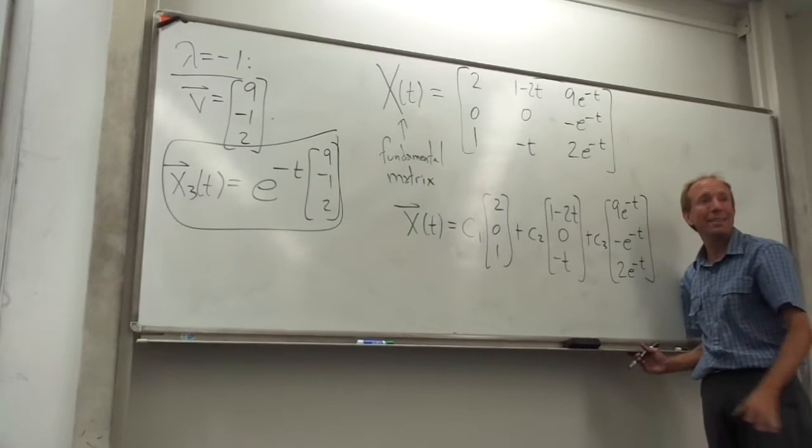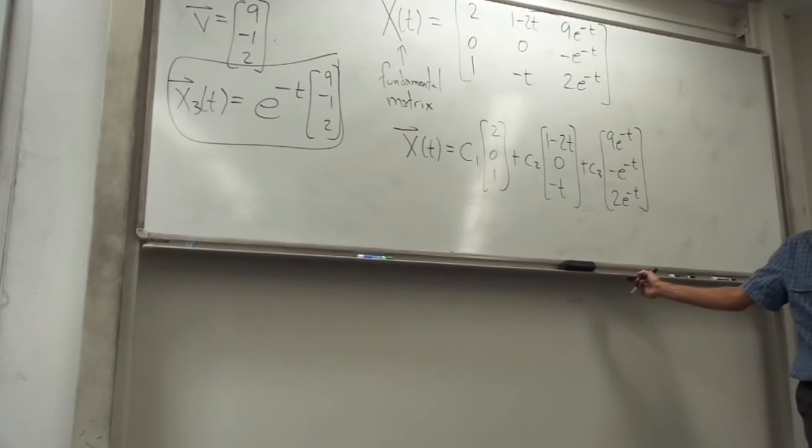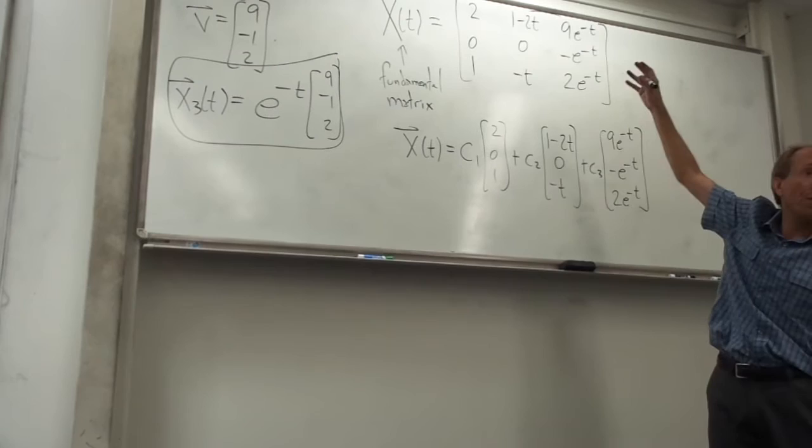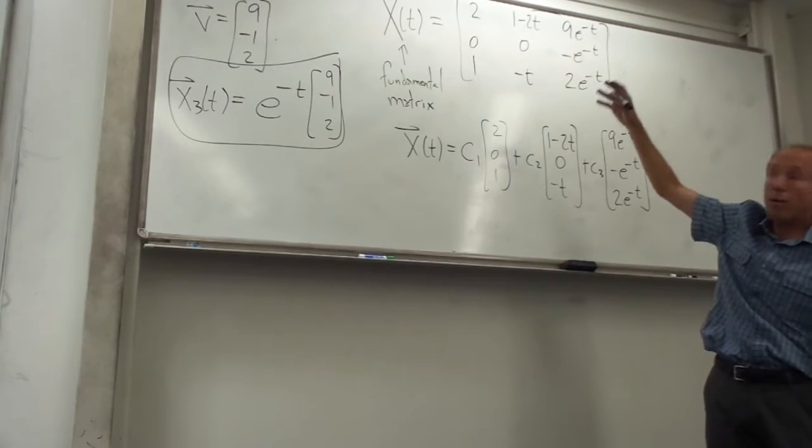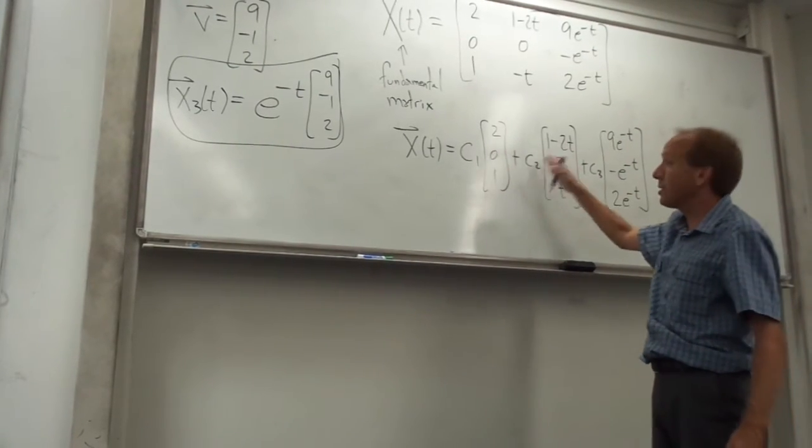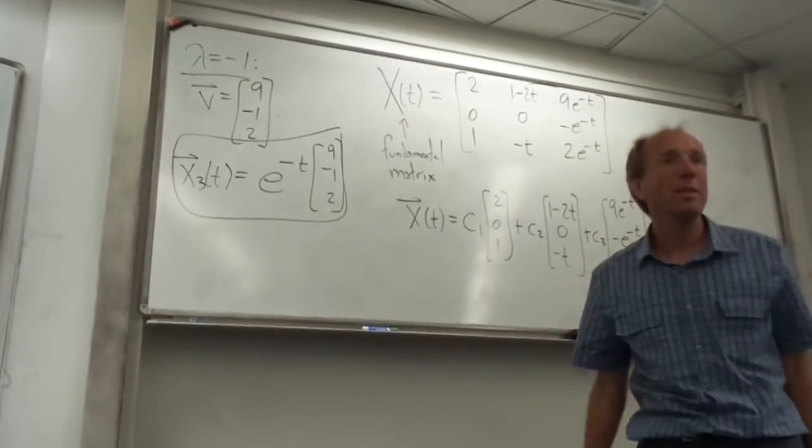Everybody following me? You see the difference between the fundamental matrix and the general solution? They're very similar. The general solution has the constants in front. You're just adding the terms.